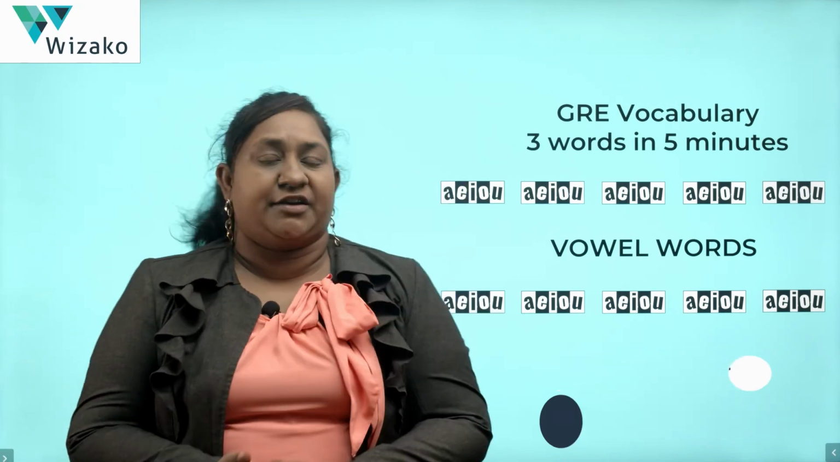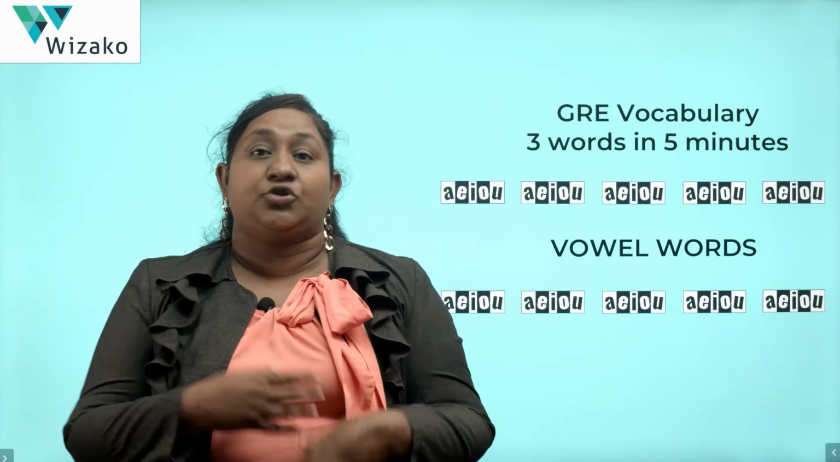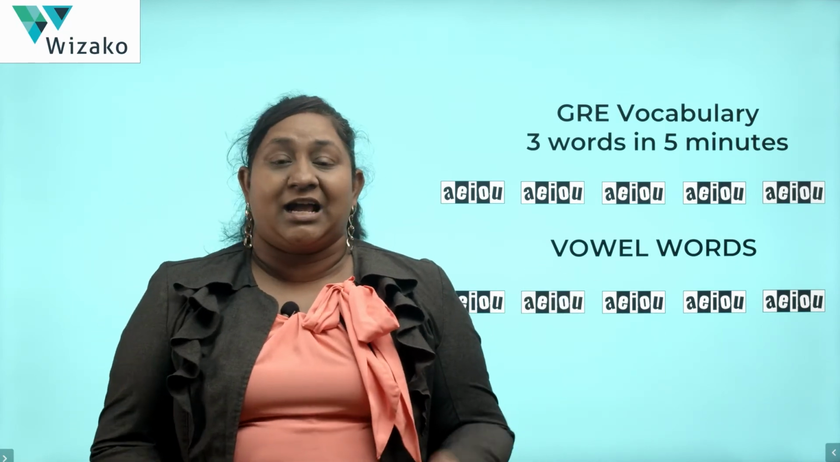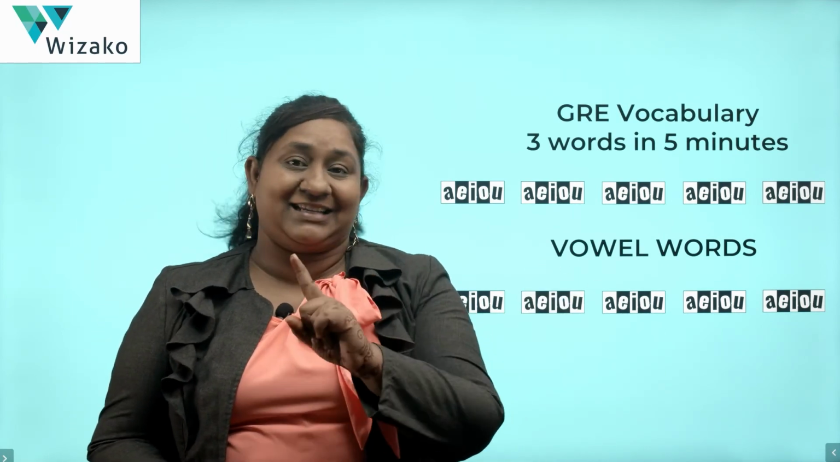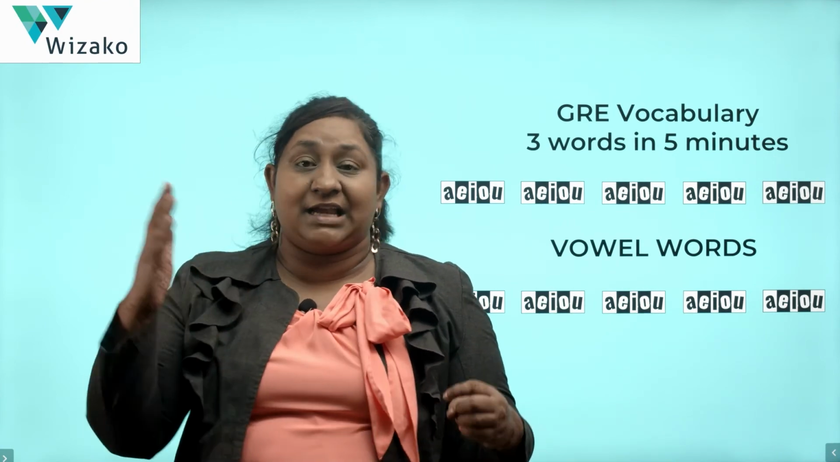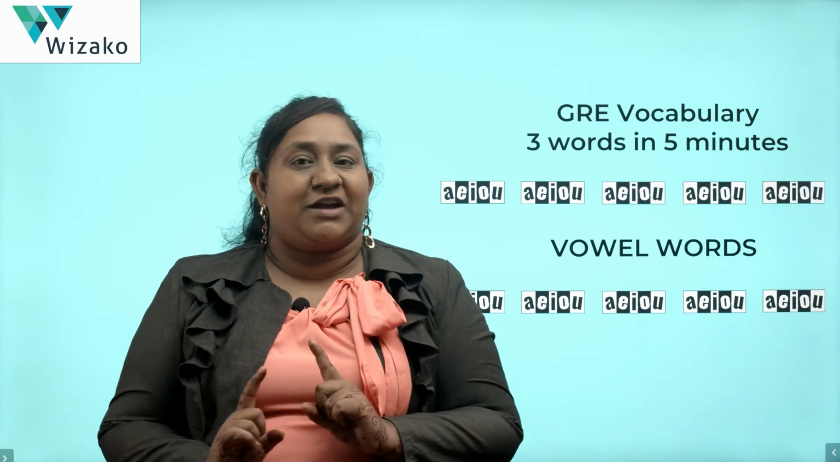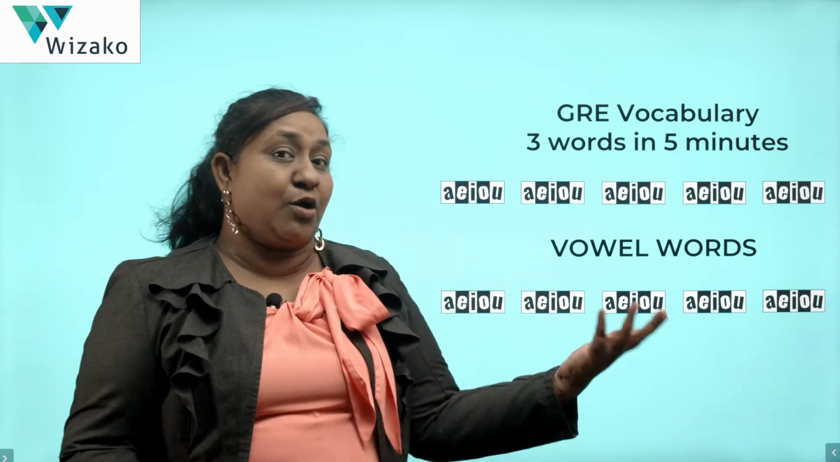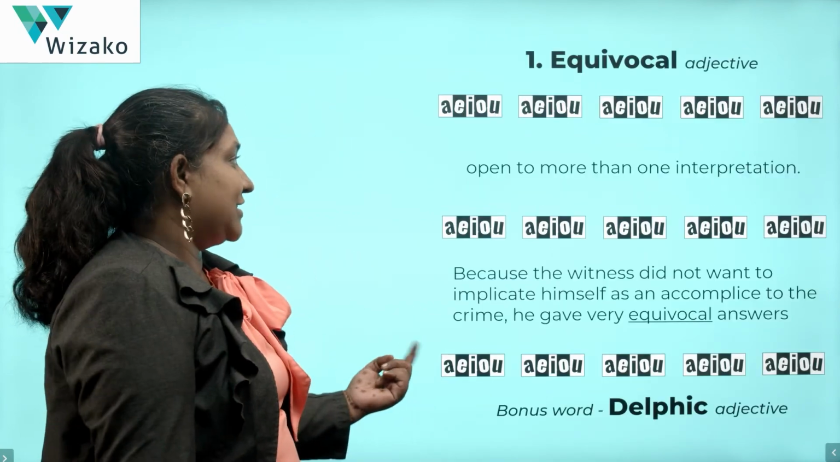In this video, we are going to be looking at 3 words in under 5 minutes, and today's topic for this video is vowel words. These are words that have all 5 of the vowels at least once within them. The vowels do not have to be in the A-E-I-O-U order, but each of the 5 vowels you can find at least once. It's an interesting set of actually commonly tested GRE words, so let's get started.